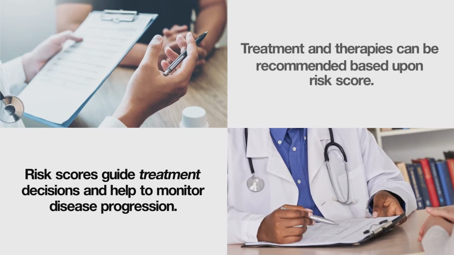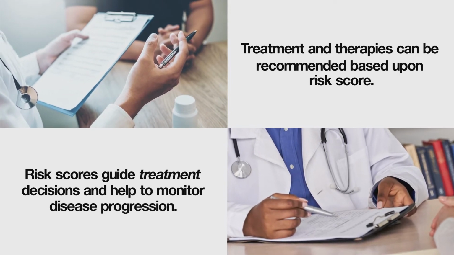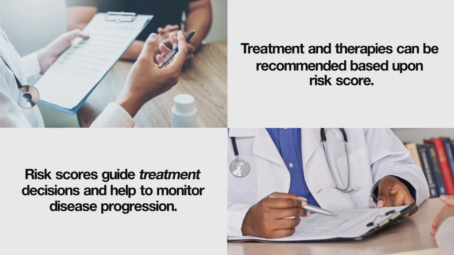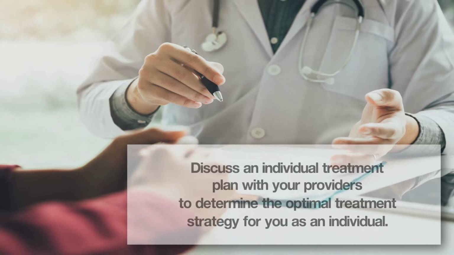Based upon that score, treatment decisions can be made regarding whether one therapy is indicated over another or whether combination of therapies are recommended. It's important to note that while previously we thought that patients with connective tissue disease associated pulmonary hypertension may not respond as robustly to medical therapy as patients with other forms of pulmonary hypertension, more recent data has suggested that certain strategies might be associated with improved outcomes in patients with connective tissue disease and pulmonary hypertension. This will be very important for you to discuss with your providers to determine the optimal treatment strategy for you as an individual.